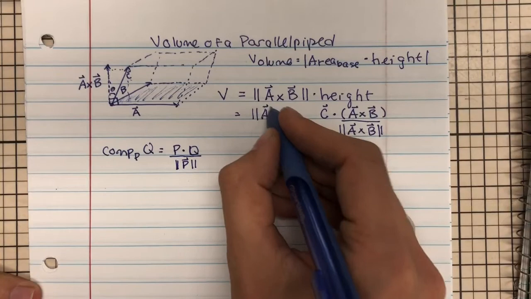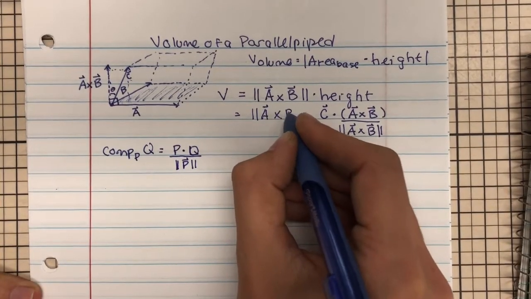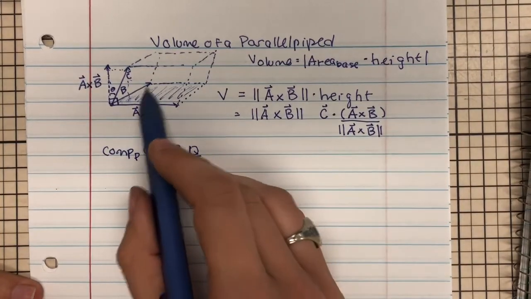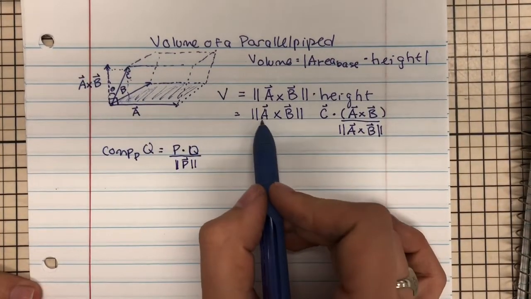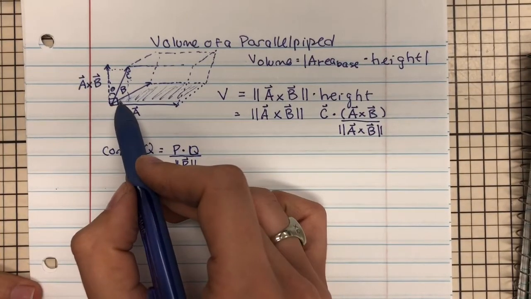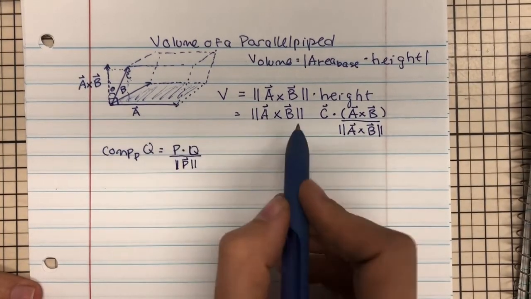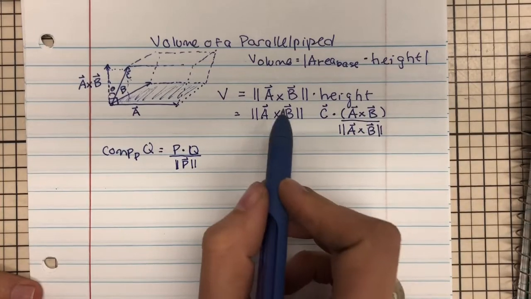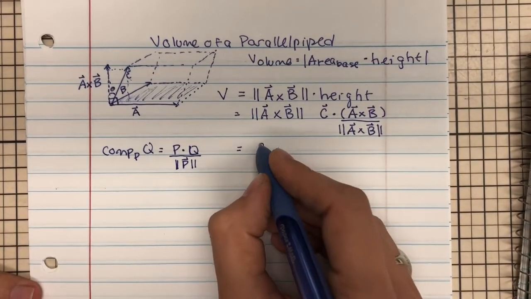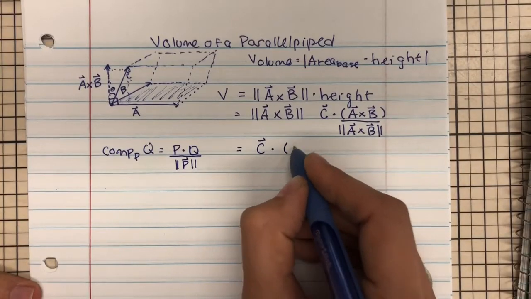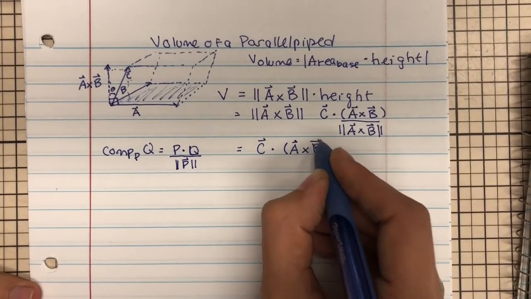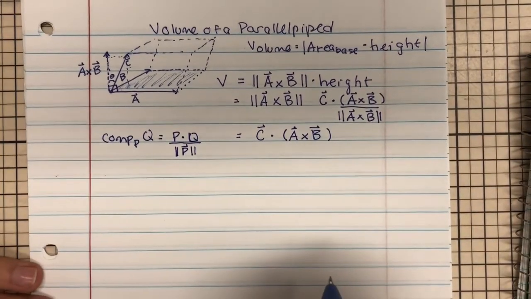All right, and then over here, let's make sure I'm being consistent about my magnitude notation. We had still the magnitude of A cross B, which is the length, magnitude of A cross B, which can also serve as the area of this base. Well, if we take a look, we can simplify our formula by eliminating those two. And so what's left is just C, the vector, dotted with A cross B, which is a lot simpler.